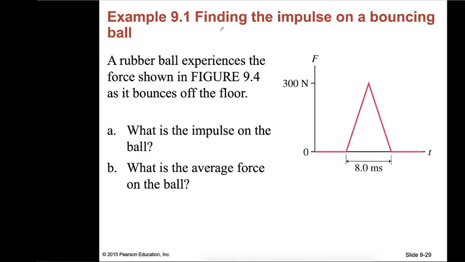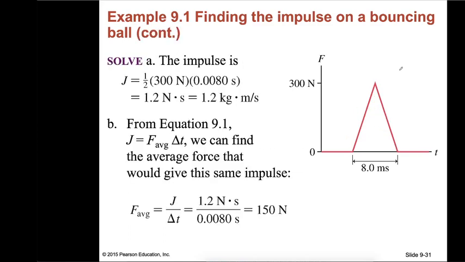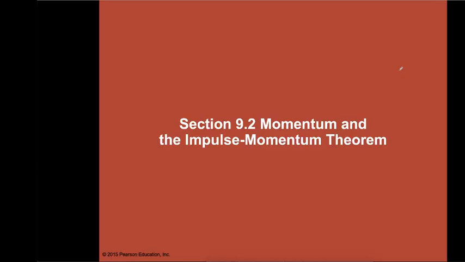Okay, example 9. Finding the impulse on the bouncing ball. Okay, you can do it by yourself. This is a calculation of the impulse. So when calculating the impulse, the only thing you need to do is calculate the area under the curve. So you should be able to do it. It's just a calculation of area for a triangle.